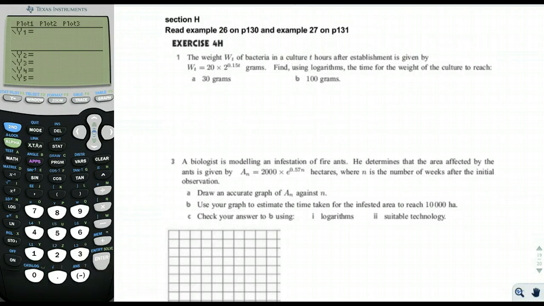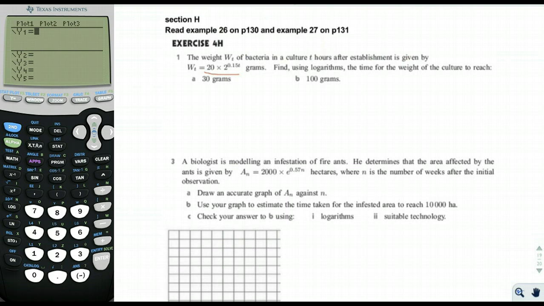Calculators for these problems. Okay, you're going to use logs to solve exponent problems. These problems look exactly like the exponent problems you looked at last chapter, except now you're going to use logs to solve them. The weight of a bacteria in a culture after t hours is given by 20 times 2 to the 0.15t grams. Find using logarithms the time for the weight of the culture to reach 30 grams, for example.